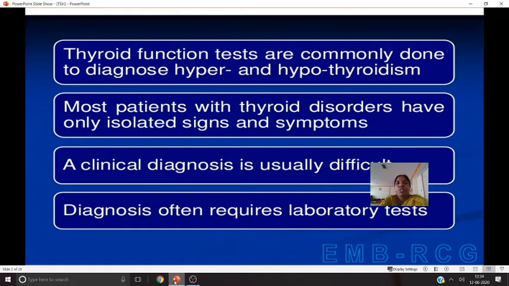Thyroid function tests are commonly done to diagnose hyperthyroidism and hypothyroidism. Most patients with thyroid disorders have only isolated signs and symptoms. One patient will have one set of signs and another patient will have different signs, so the clinical diagnosis is usually difficult. For that reason, diagnosis often requires a laboratory test. To know whether the person is hyper or hypo, we have to perform this laboratory test.